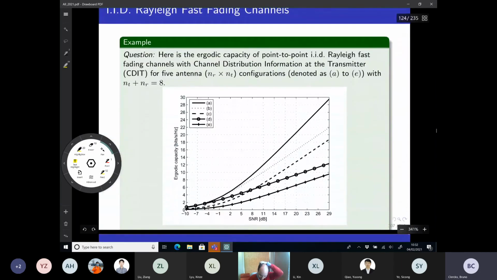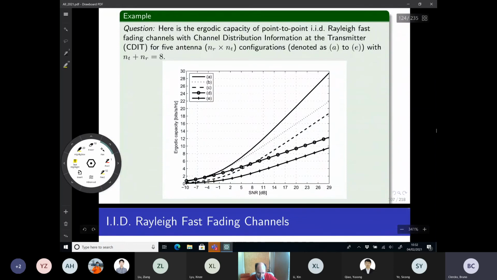Good. So here you have an example. I will not go into that, but you have an ergodic capacity over fast fading channels versus SNR. You have different curves. And what you can do is that you know that NT plus NR is equal to 8. But depending on how you allocate your antennas at the transmitter or the receiver, whether you have 4x4 systems or 6x2 or 7x1, your rate will change quite significantly. And so the question here is you have 5 curves, how you map those 5 curves to different antenna configurations.